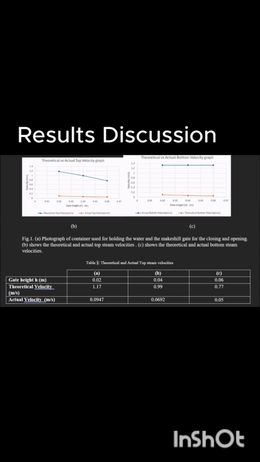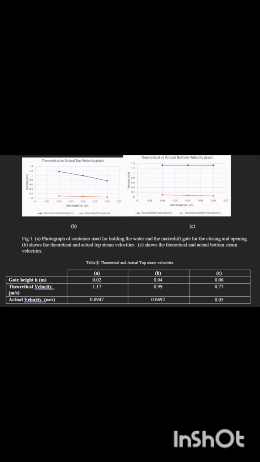The results discussion. The objectives of this investigation were successfully met, as both theoretical and experimental approaches were used to study flow under a sluice gate. Theoretical analysis using Bernoulli's principle provided an ideal prediction of downstream velocity, while a simple low-cost apparatus allowed for practical measurement of flow parameters such as upstream head, gate opening, and actual velocity.